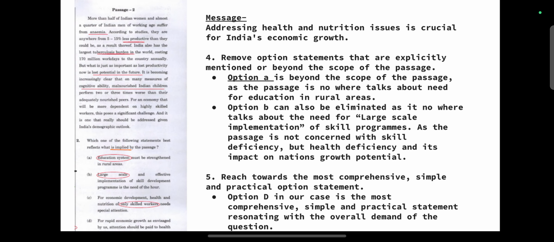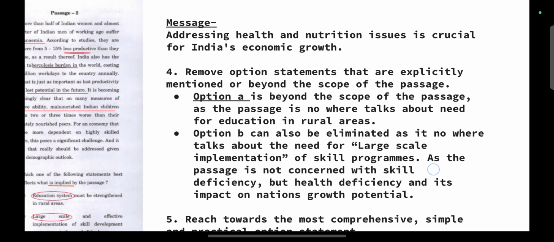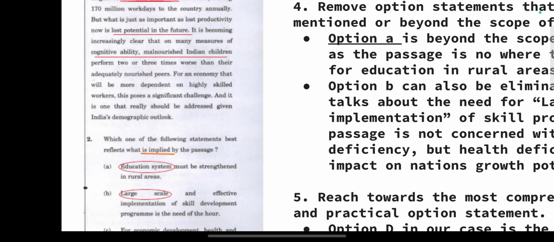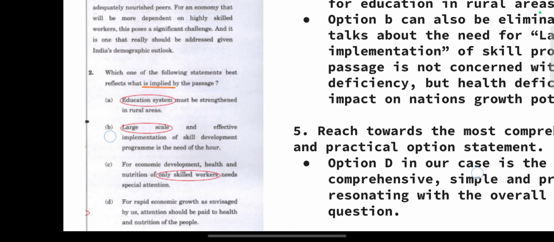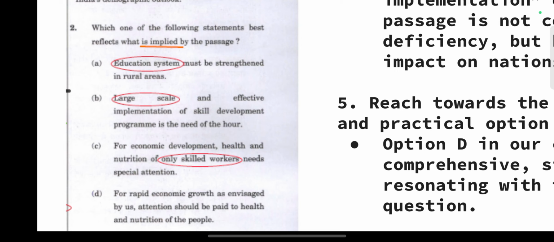Okay, so now getting to our fourth instruction, which is to remove the optional statements that are explicitly mentioned or beyond the scope of the passage. Now we have read the passage. The passage talks about malnourishment and compromised health of the people leading to economic growth loss. Now read option A: education system must be strengthened in rural areas. The passage nowhere talks about rural areas and the need for strengthening the education system there. So this is beyond the scope of the passage and can be eliminated easily.